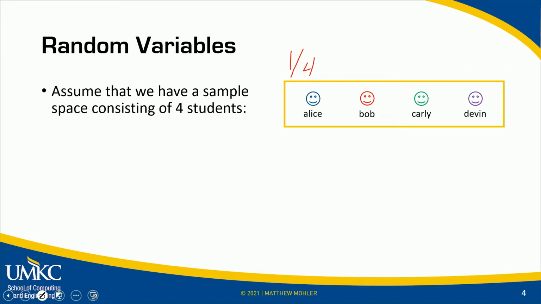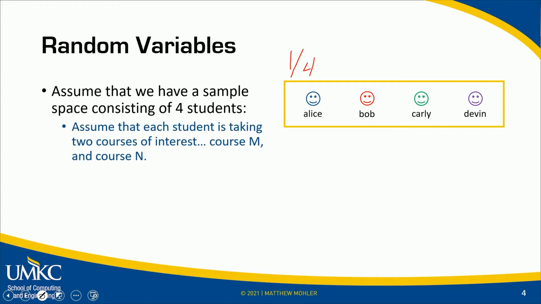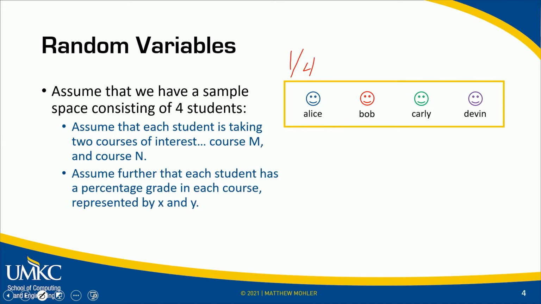But maybe we want a little bit more information. We have an object now, this Alice, this Bob, this Carly, this Devin, and those objects all have attributes. So let's extend this example a little bit, and let's say that each of these students is taking 2 courses that we care about, a course M and a course N, and we'll just refer to them as that. But let's say that within each of these students, we know what percentage grade or how many points they have in each course. And we can represent those number of points by X and Y. So each student now has some information within them, some function, if you will, that we can use to extract that information as well.